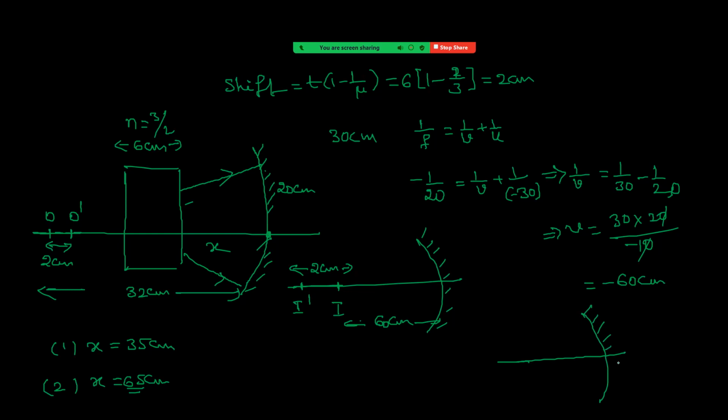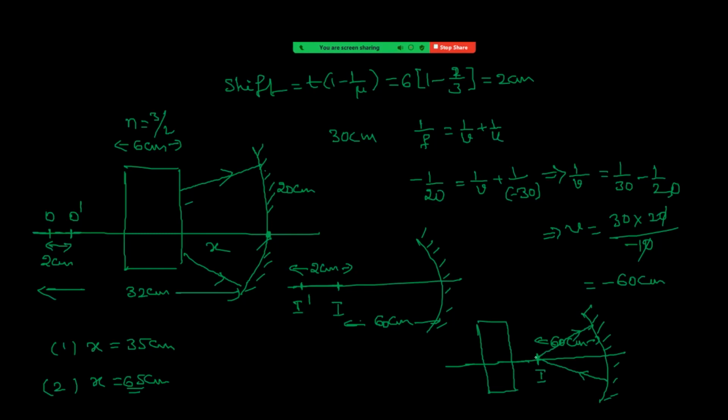This is for the second case. The image forms at a distance of 60. This is I, distance 60. But remember, now where is this? What is x? x is given as 65. This is now the slab. This is now the real image. So after converging, the image is formed at that point.